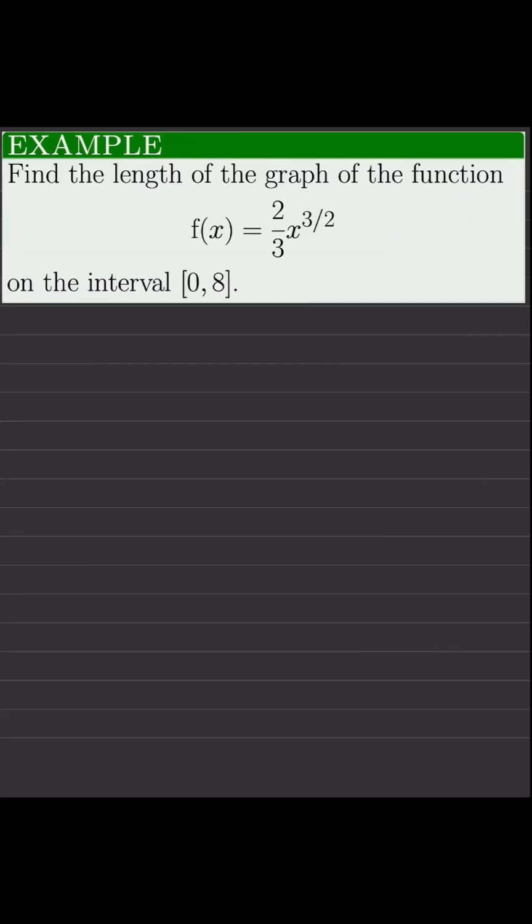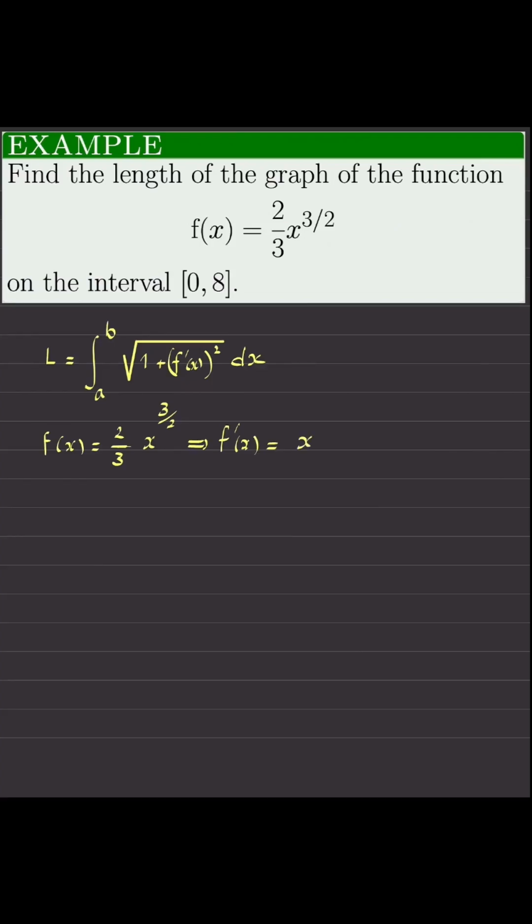Okay, so let me write a formula. I have to calculate f prime first. f of x is equal to 2/3 x to the power of 3 halves, then it means that f prime of x, the 3 over 2 goes down and is simplified by 2/3, so it becomes just 1, x to the power of 3 halves minus 1, which becomes 1/2. But this can also be written as the square root of x.